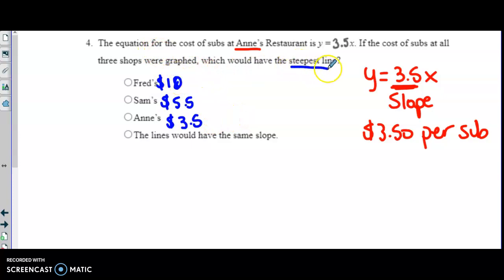The steepest line, the one that's the most expensive or the one that goes up the fastest, like if you think about the price rising up the fastest, would be Fred's. That would be the steepest line. For every 1 sub, Fred's goes up $10. For every 1 sub here, this goes up $5.50, and for every 1 sub here, it goes up $3.50. So 10 is going to be the steepest.